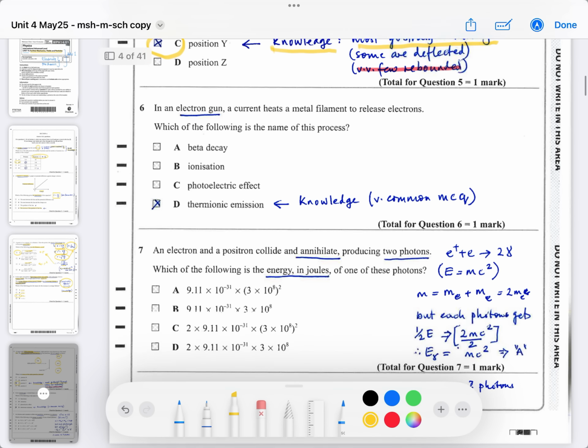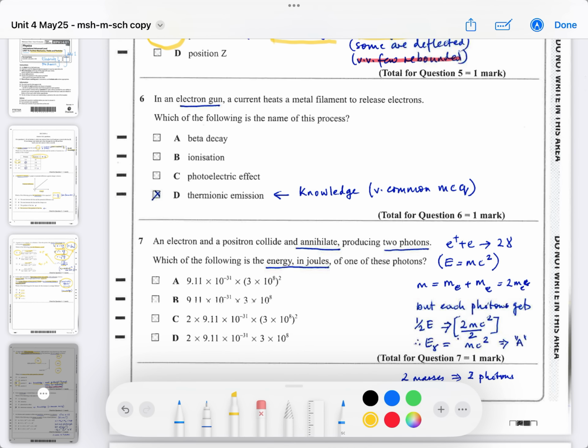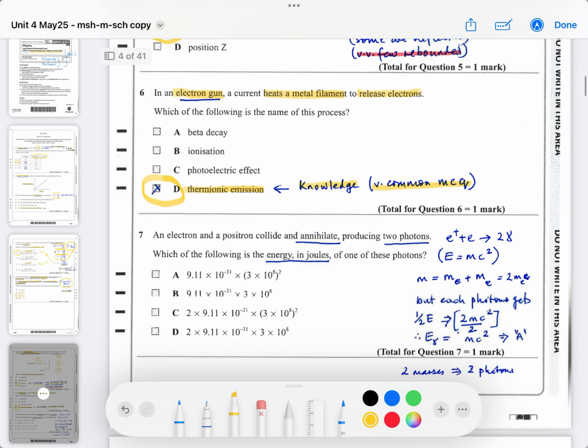5 questions done. So each multiple choice question should take you less than a minute, or a minute at most, and they get more difficult as you go from number 1 to 10. Okay, question 6. In an electron gun, the current heats a metal filament to release electrons. What's this called? Again, it's just a knowledge question. Very, very common multiple choice question in both linear and modular, and it's called thermionic emission. So they want you to just know that, okay? If you look at the other answers, it's a nice gift of a mark.